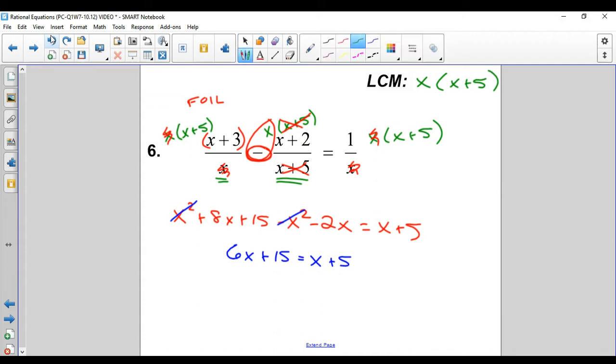So we end up with a pretty basic linear equation after that. We subtract x, we get 5x, subtract 15, we get negative 10. So therefore x equals negative 2. We double check to see if it works. We don't make the bottom 0 on either fraction, so we're good to go. There's your second example in this video.